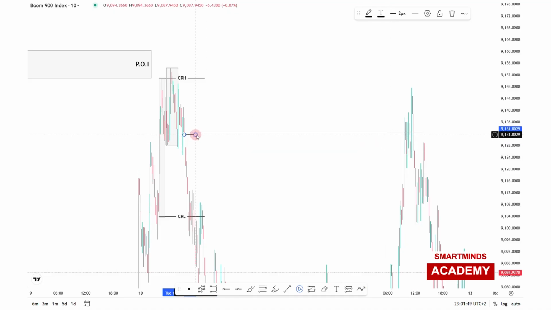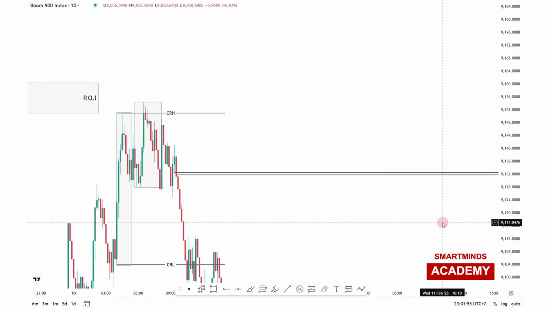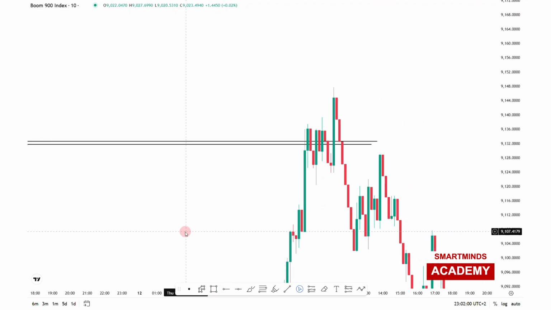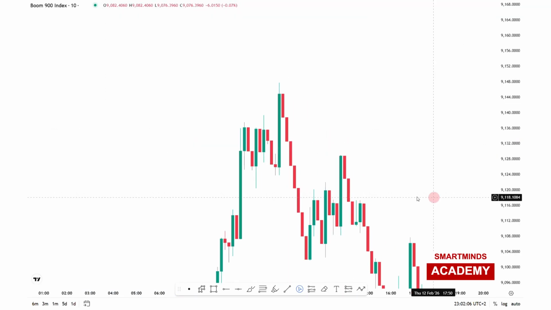Instead of just a normal fair value gap fill, it went deep into the zone. Because of what? Because we are trading Boom and Crash. Boom and Crash are spikes, that is another thing. Now what do we have? Here the price is a month. We still have the same thing.